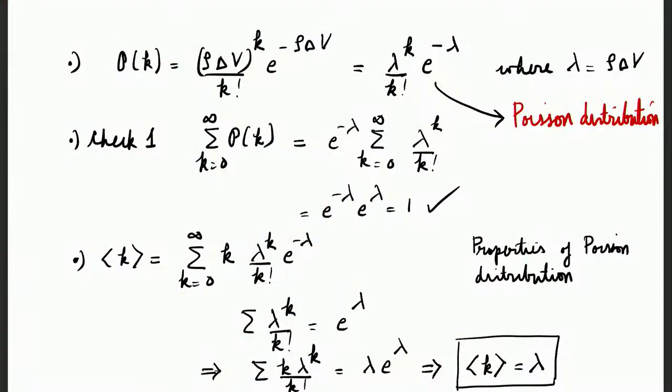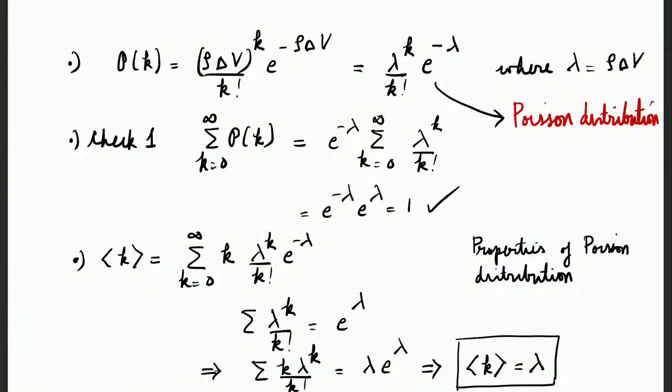So we have to do some basic checks. What are those checks? First is that if it is a probability, it should sum up to 1. So first of all, let me write it as lambda to the power k by k factorial, e to the power minus lambda, where lambda is rho delta V. Is everybody following? If any question is there, please ask.